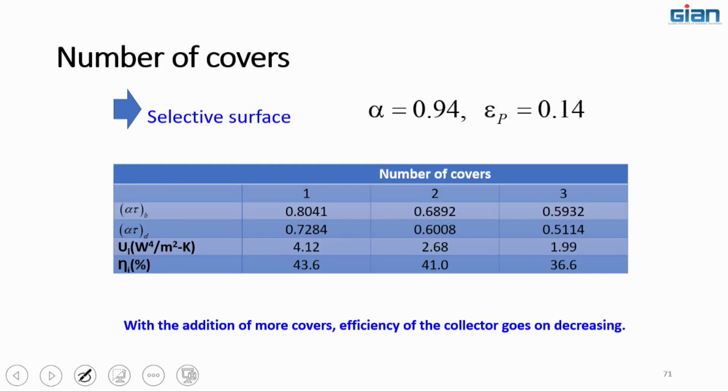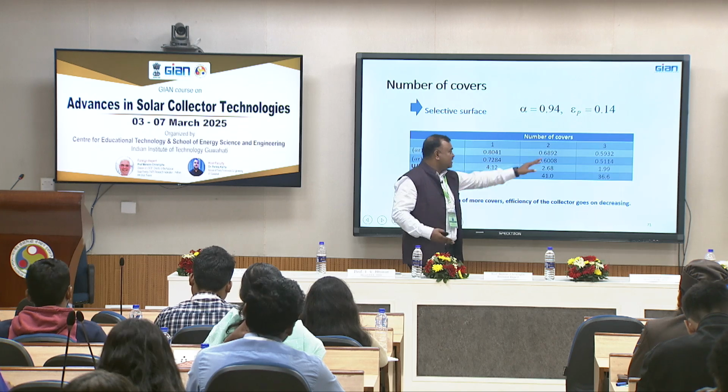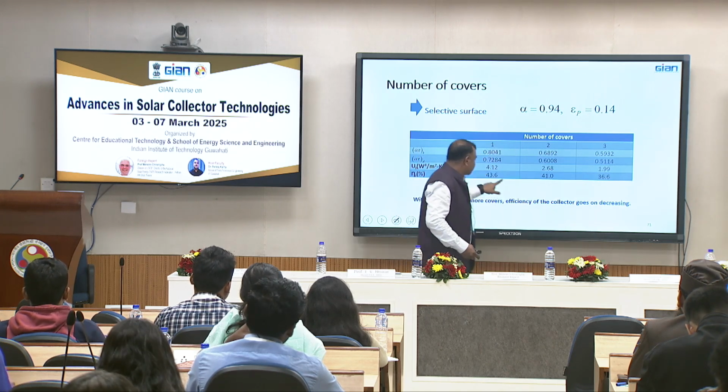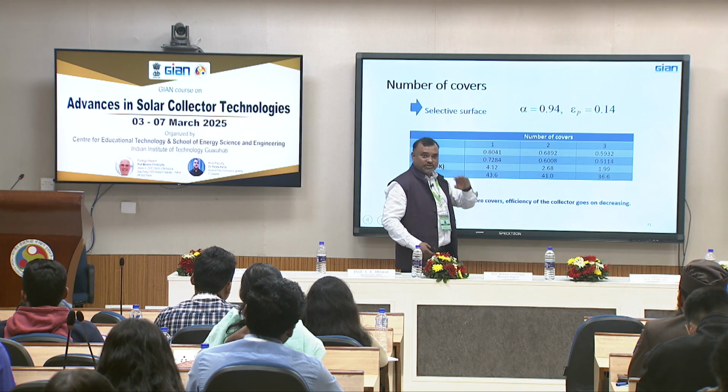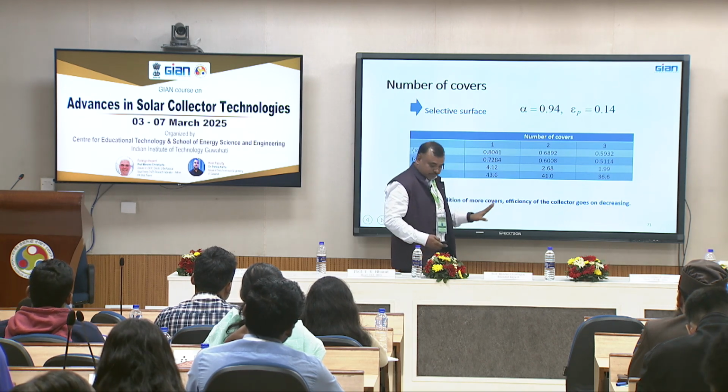Then we have selective surface with number of covers. This is the selective surface, and then we increase the cover from 1 to 2, then 2 to 3, and you see what happens. Selective surfaces with a single cover have higher efficiency. That means we do not need to invest in buying additional sheets. Okay. So, this is not required, right. This is sufficient. So, selective coating with a single cover is fine.